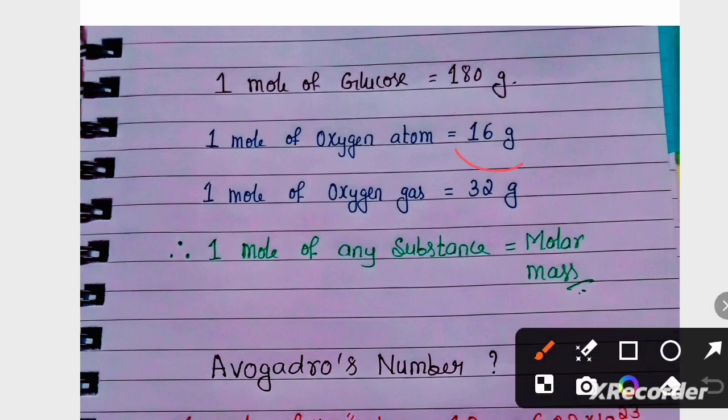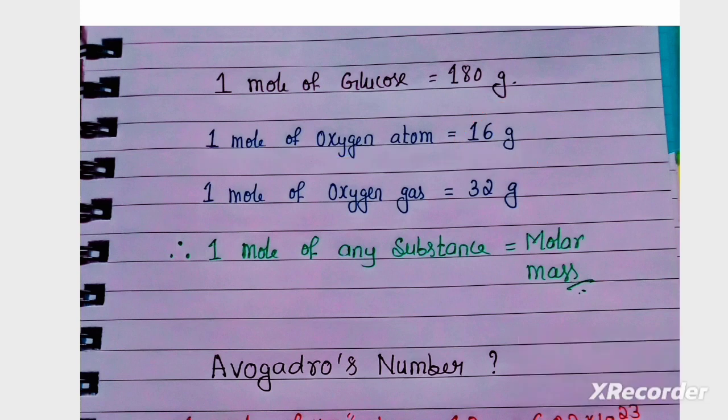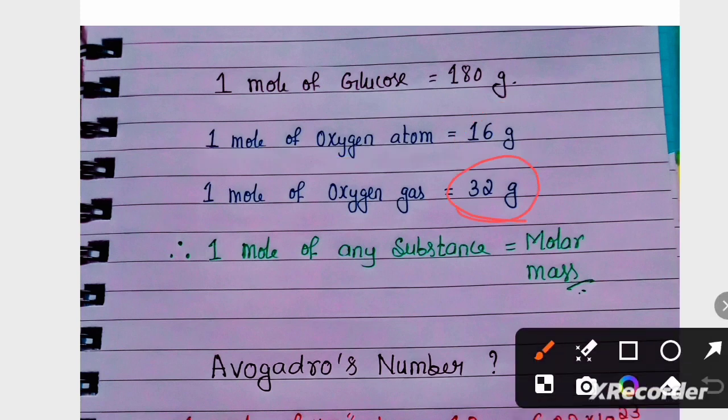And 16 grams is the atomic mass of oxygen. So 16 grams is equal to 1 mole of oxygen atoms. And 32 grams is equal to the molar mass of oxygen gas, O2 gas. So 32 grams is equal to 1 mole. So therefore we can suggest that 1 mole of any substance is equal to its molar mass. Molar mass is equal to 1 mole.